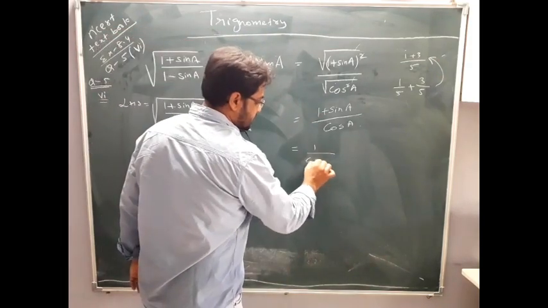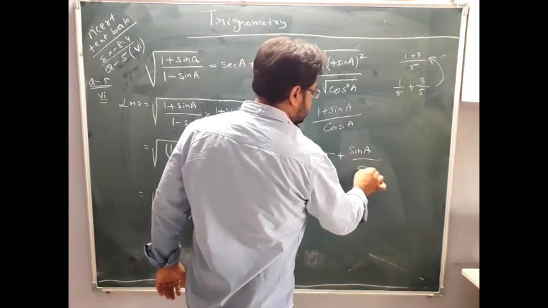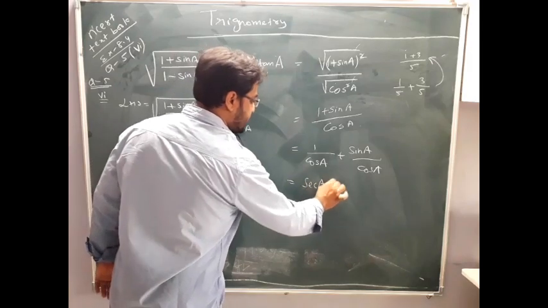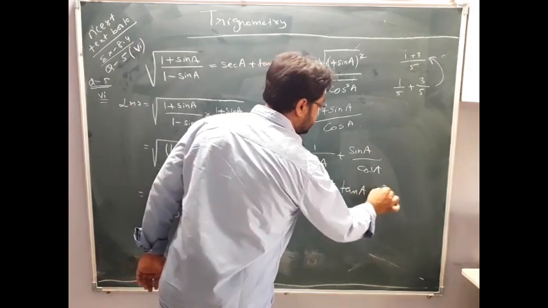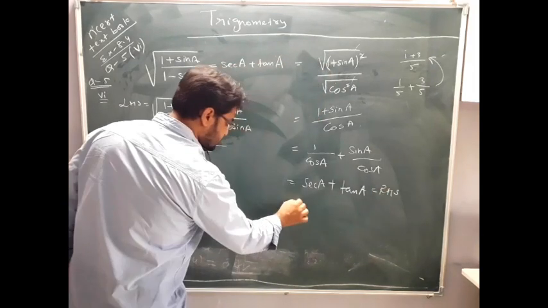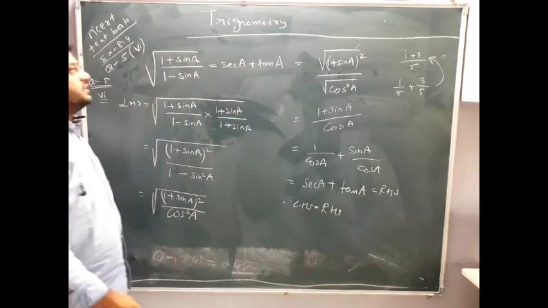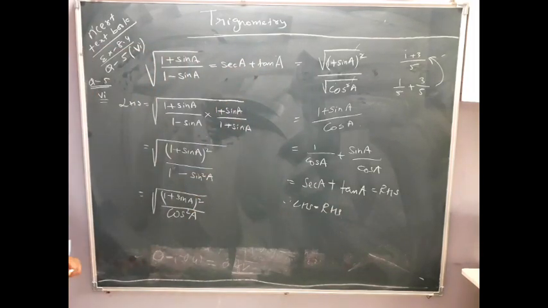1 by cos A plus sin A by cos A. 1 by cos is nothing but what? Sec A. And sin A by cos A is nothing but what? Tan A. This is nothing but your RHS. LHS equal to RHS. Please write down this. You can see here. Clear this portion?